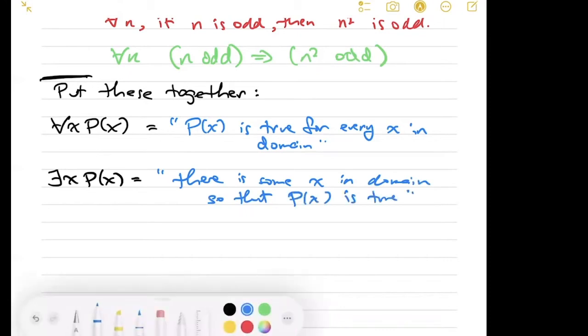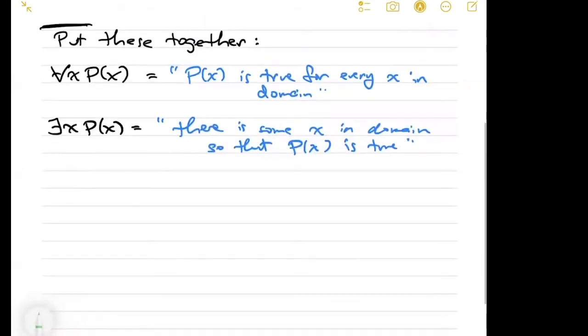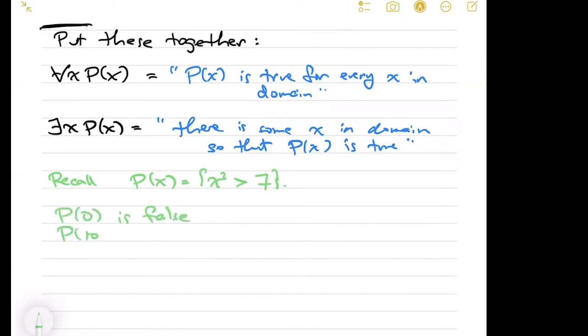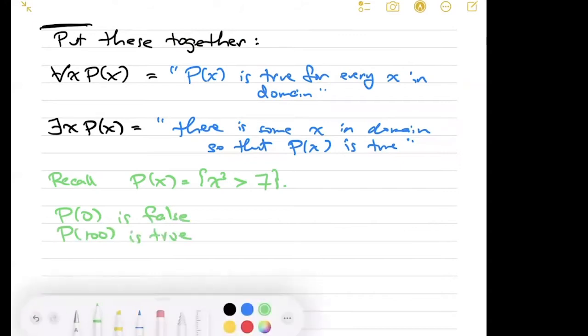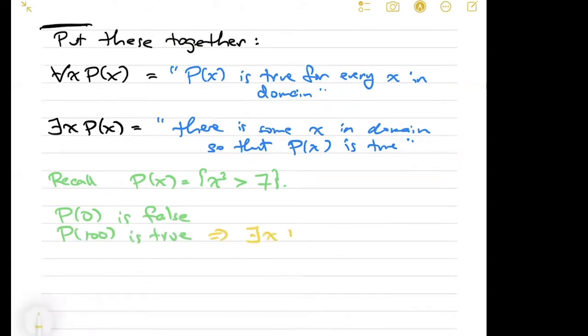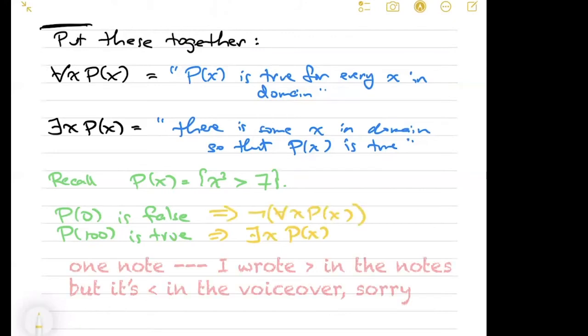Recall our example, p of x is x cubed is less than 7. We can see that there exists an x, p of x is a true proposition. For example, p of 0 is true, therefore there is an x that makes this proposition true. However, we can also see that for all x, p of x is false. Another example is clearly p of 100 is false, so this does not hold for every x.